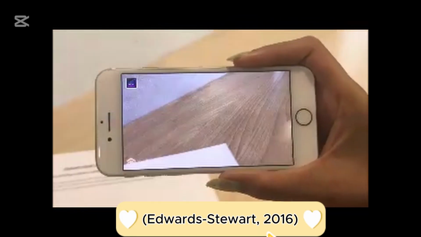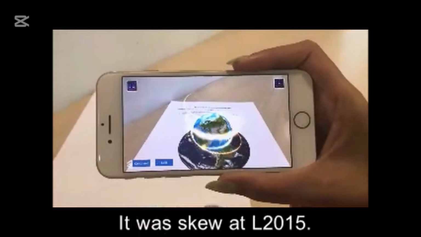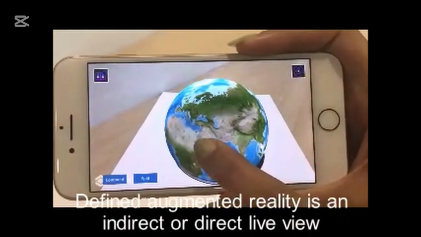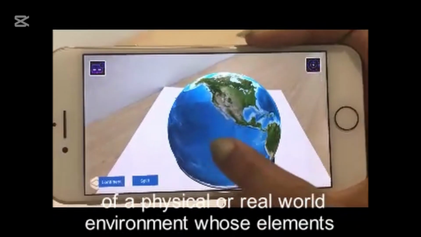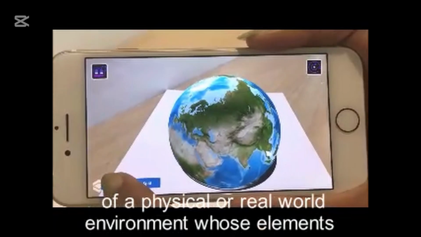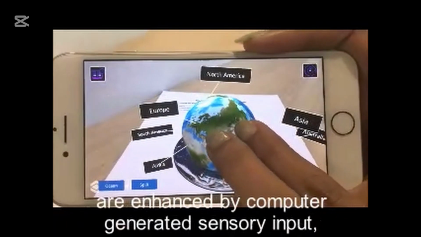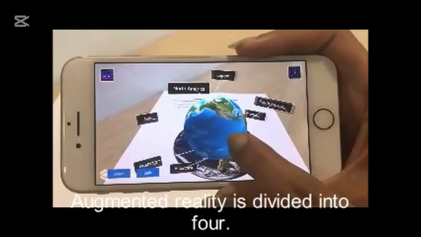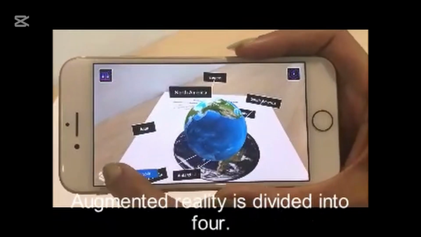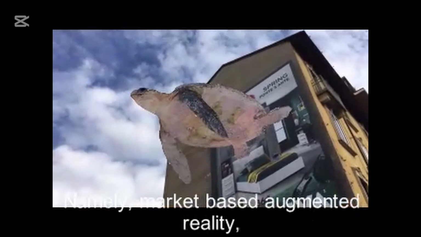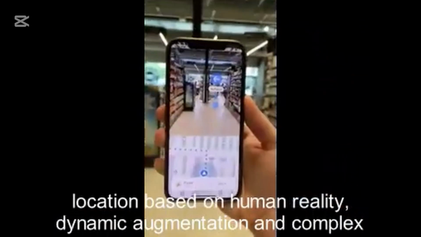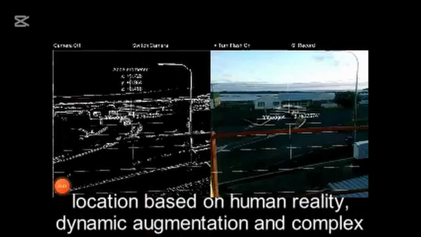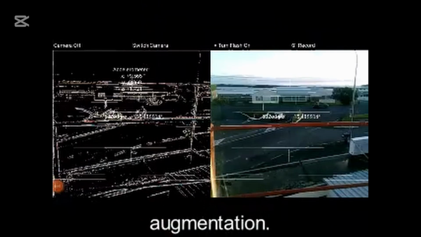Edward Stewart et al. 2016 defined augmented reality as an indirect or direct live view of a physical or real-world environment whose elements are enhanced by computer-generated sensory input. Augmented reality is divided into four types, namely marker-based augmented reality, location-based augmented reality, dynamic augmentation, and complex augmentation.